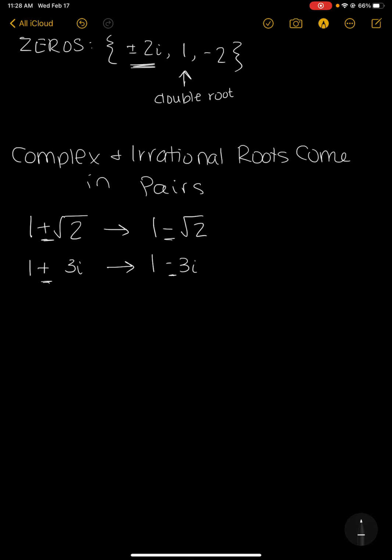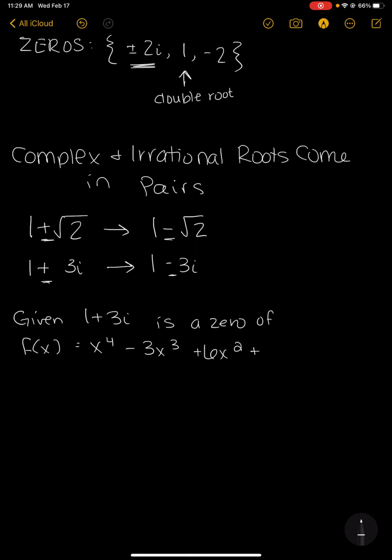So last example we're going to do, and then you get to practice it a lot with homework. So given 1 plus 3i is a 0 of the function x to the fourth minus 3x cubed plus 6x squared plus 2x minus 60, we are going to find all the factors and zeros.